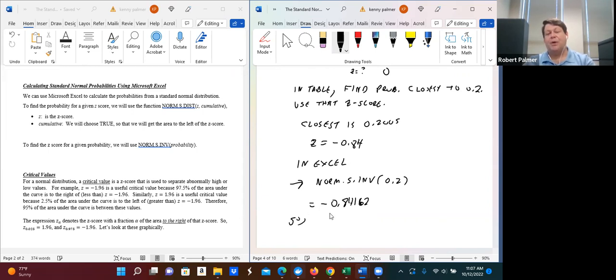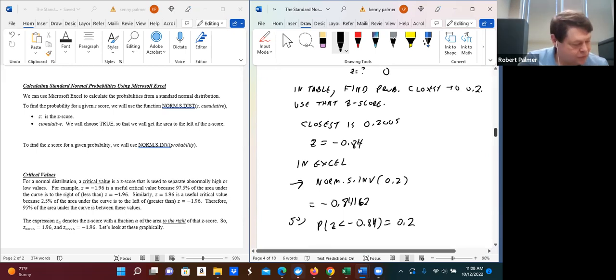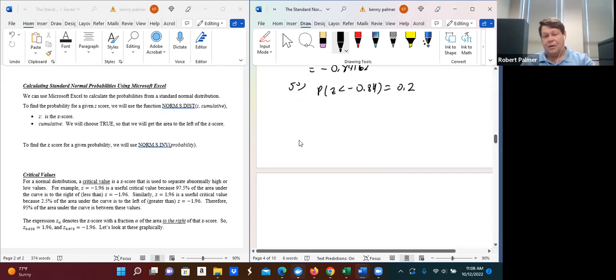We can also say, if you want to write this the way you did the other probabilities, the probability that Z is less than negative, I'll just use 0.84, is basically 0.2. Okay, let's do another one of those. Now this time we're going to state it a little bit differently. So number 2 is going to be down here.